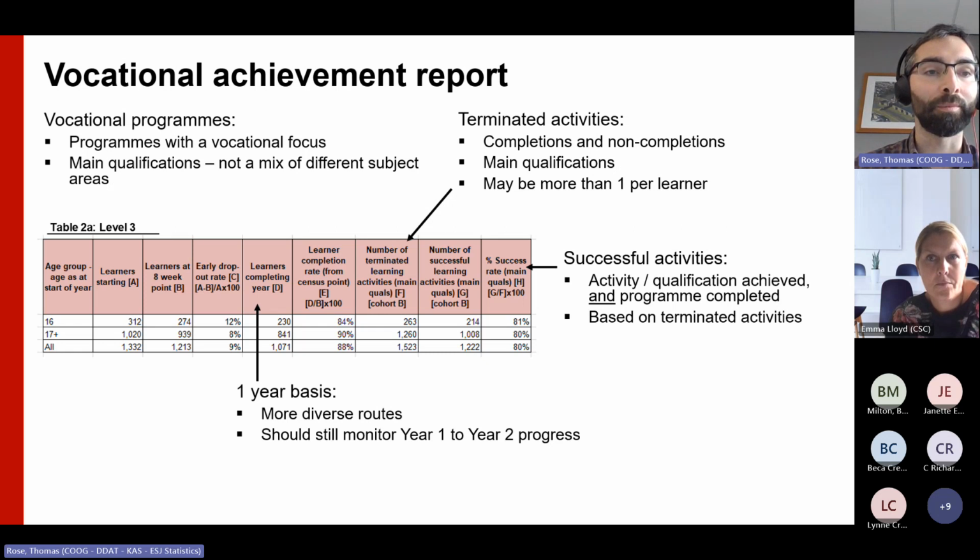The other thing is, because there are so many different types of grade outcome, we don't have any particular grade outcomes in these reports. We just have the number of activities that were successfully completed. So we have here the number of terminated activities. This is the number of activities and courses that were ended, including completions and non-completions. These are the main vocational qualifications the learner was studying. There might be more than one per learner; it's generally worked out as 1.2 qualifications per learner. And then we have the success rate, which is how many of these activities were completed as part of a program that was achieved.